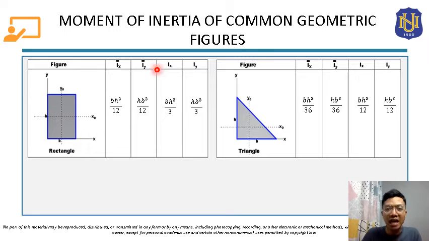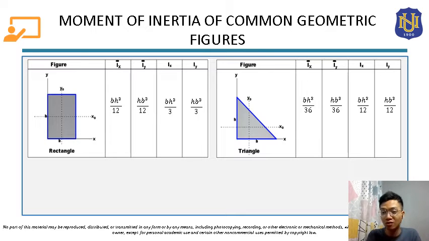Now for the moment of inertia with respect to the y-axis, if the y-axis is located here, at this side of the rectangle, its value will be hb cubed over 3. Again, b and h here are just interchanged, since this is the axis that will be used as the reference. So you have to remember always that if you are going to solve for moment of inertia, you need a reference axis. In this case, these are the reference axes for this established moment of inertia.